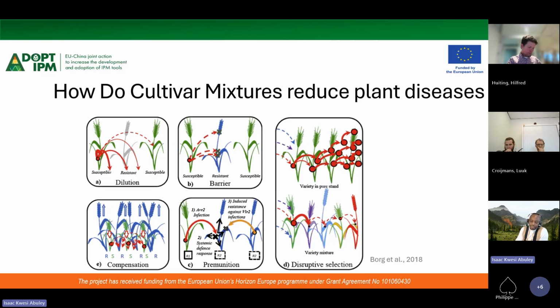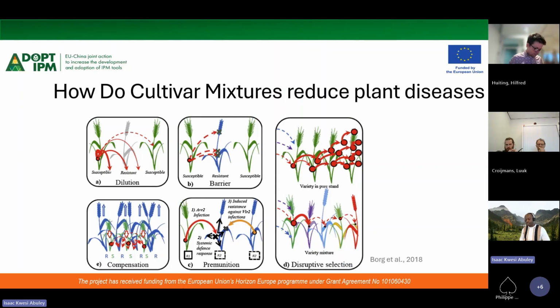The next thing is the barrier effect. If you have a variety which is resistant in between two varieties which are susceptible, then the spread of spores from the susceptible to the other susceptible is minimized, because you have a barrier effect caused by the resistant variety in the mixture. You may also have compensation. So once one variety dies, the other ones will survive because of the differences in their resistance profile. So you benefit from that.